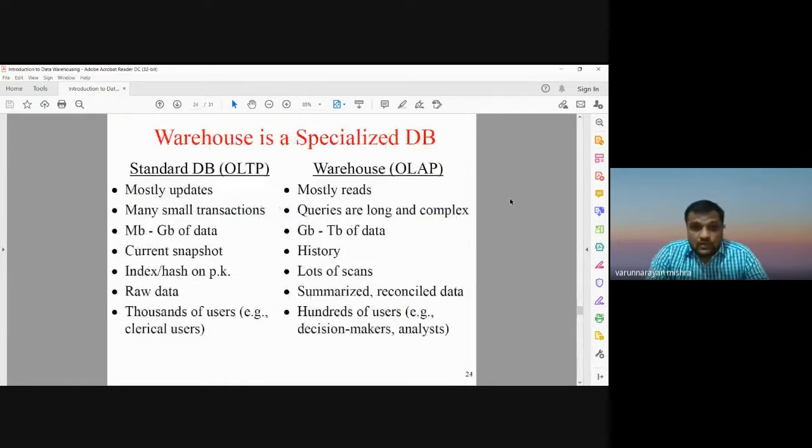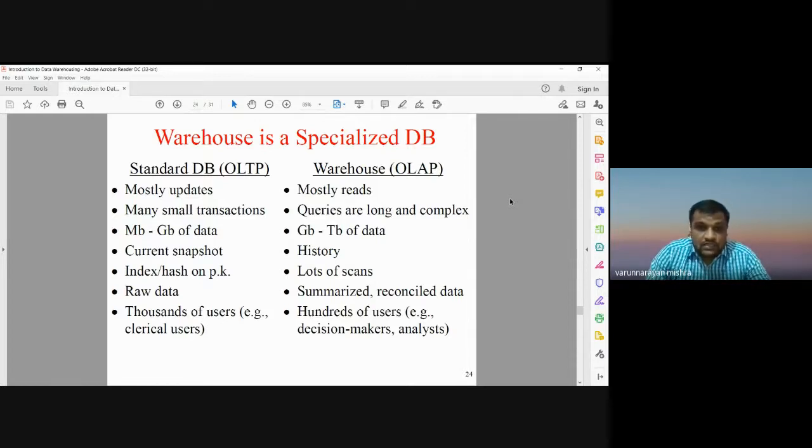So this is the warehouse, which is a specialized database. The standard database is considered OLTP, which has mostly updates. It may have many small transactions. It will store MB to GB of data. It is a current snapshot, indexed on PK. It also supports raw data, and it has thousands of users, that is, clerical users.